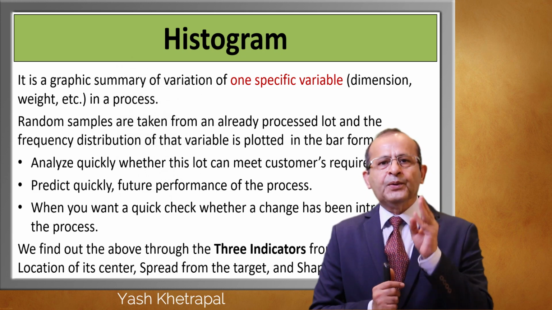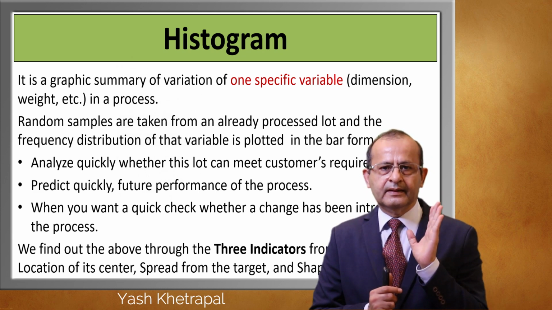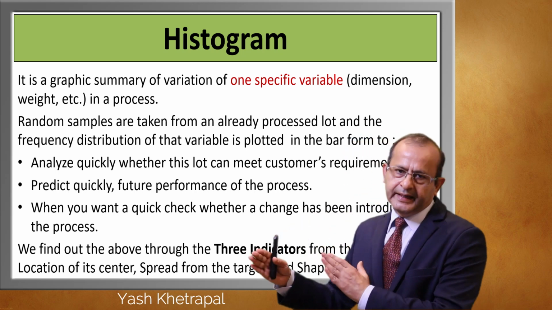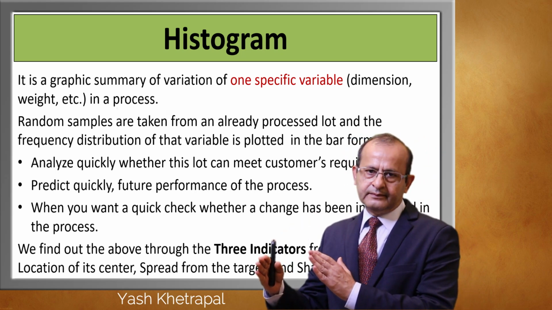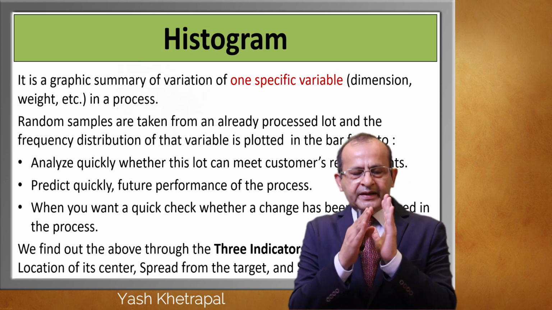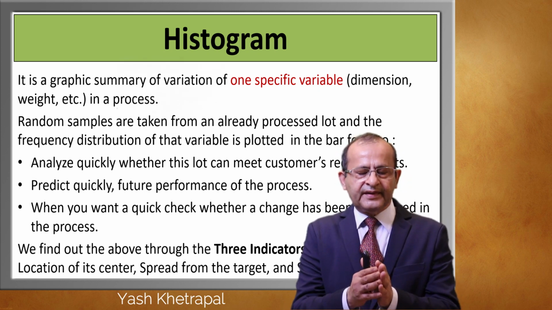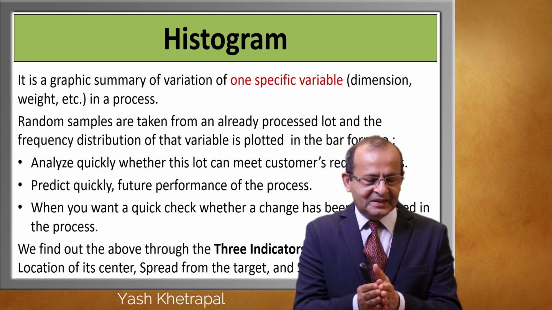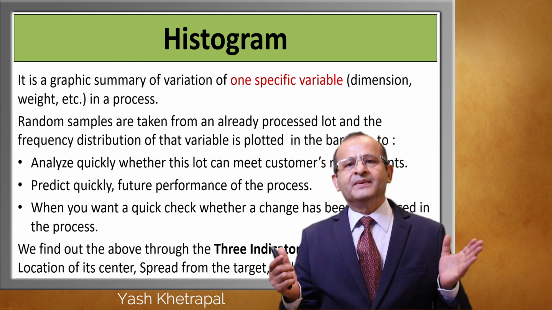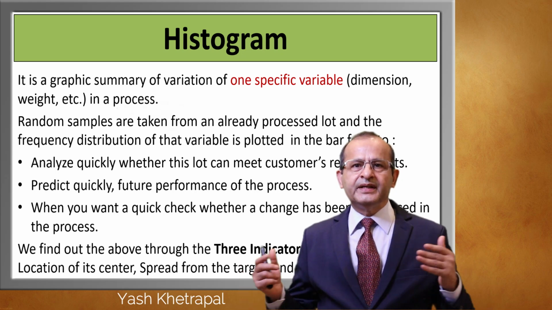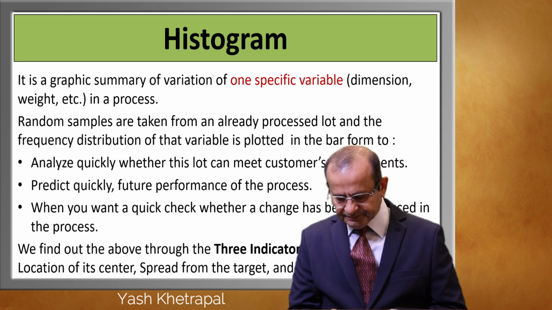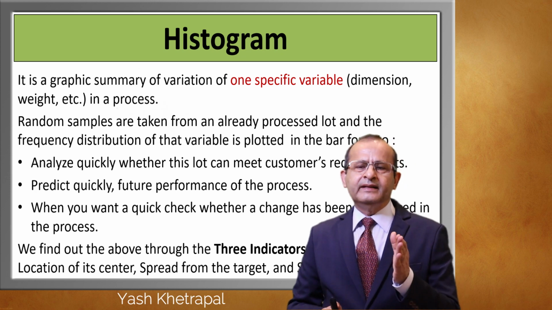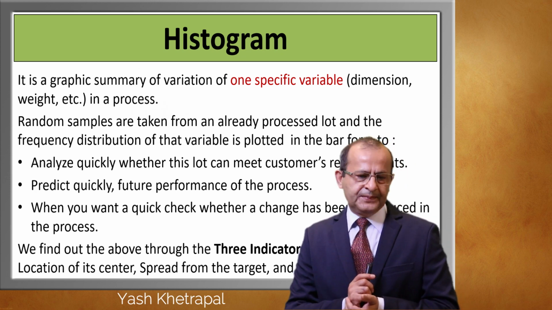There are three indicators. What? Location of the center: where is the location of the center of this graph? Spread from the target, my target value, the nominal value. Is it close to that? And shape: is the data normally distributed? Three indicators: centering, spread, and shape.